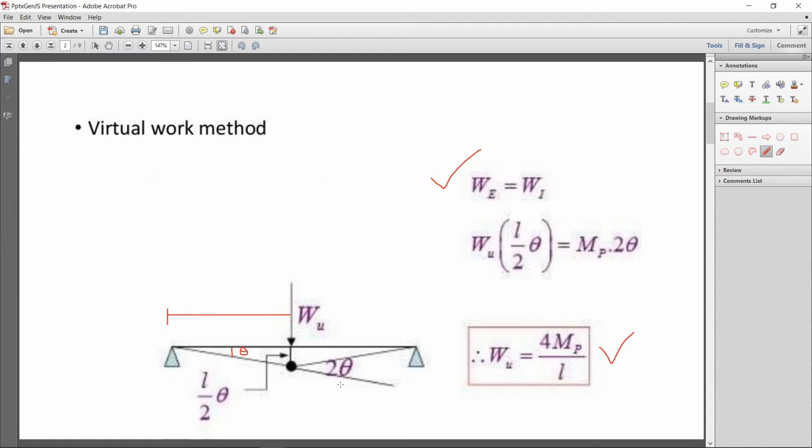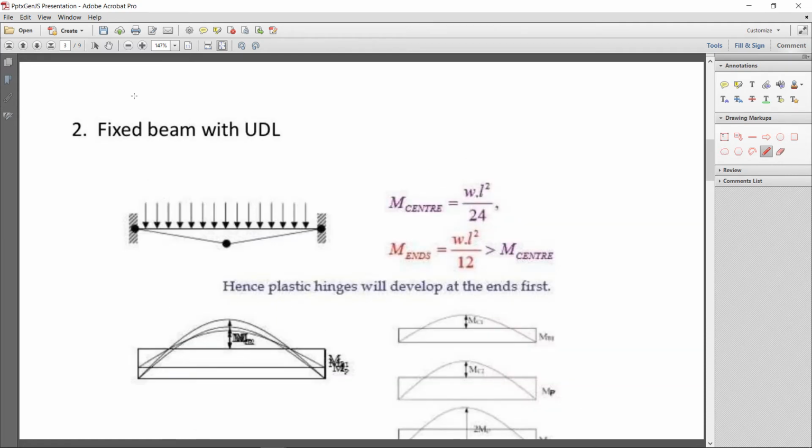Now take another example, a fixed ended beam with the UDL. In the fixed ended beam, as I discussed in the first lecture, when we draw the moment diagram, the maximum moment will occur at the supports, that is omega L square by 12, and at the center the moment is omega L square by 24.